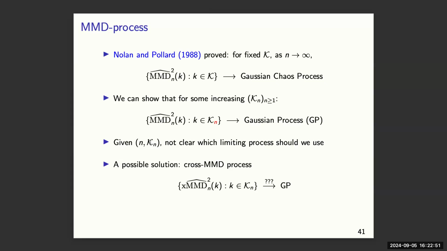And what we hope to prove is something like this: if we can construct a cross-MMD process whose functional convergence is independent of the specific type of sequence of function classes that we use. So I haven't figured out all the details, but that's what I'm currently working on.